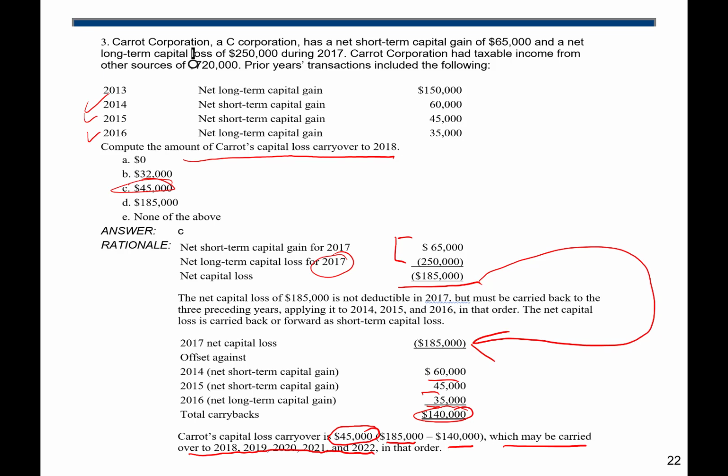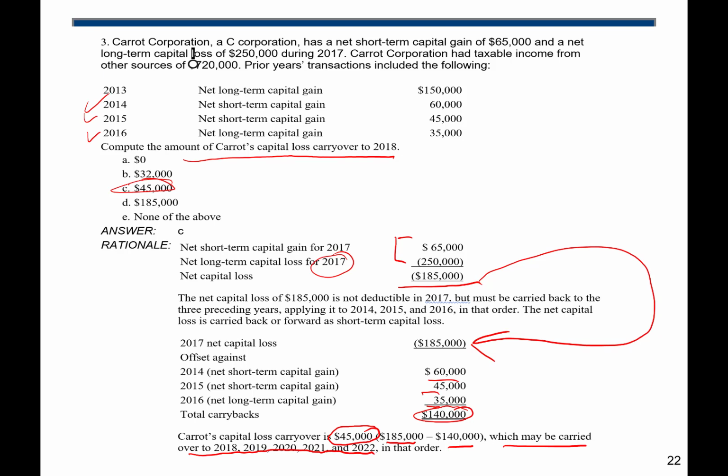Okay. So we had the what? We had the net. We had a net loss of 185, and then we carried it back 3. That left what? 45,000 that we could carry forward, right? Okay. All right, good. Question on that?